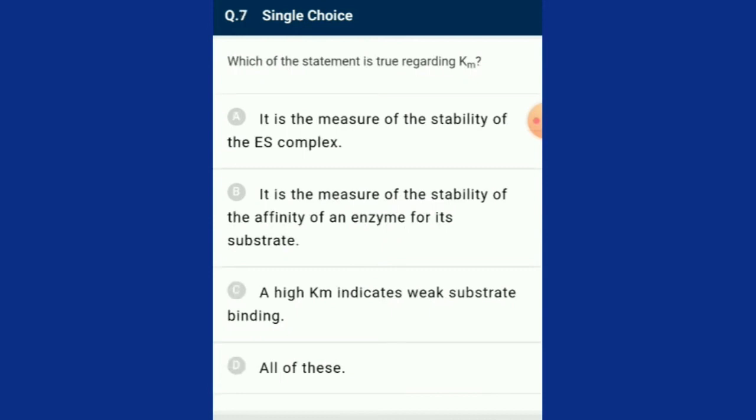Question number 7. Which of the statement is true regarding Km? Michaelis and Menten in the year 1913 introduced a constant, that is Michaelis constant. It is a mathematical derivative or constant which indicates the substrate concentration at which the chemical reaction catalyzed by an enzyme attains half of its maximum velocity, that is Vmax. Km indicates the affinity of the enzyme for its substrate. So the answer is option D. The statement is true regarding Km. What is the meaning of Km? Km, that is Michaelis constant. All the statements are correctly given.